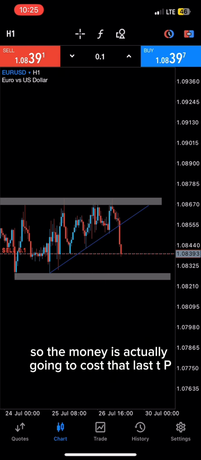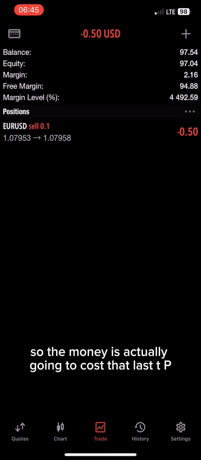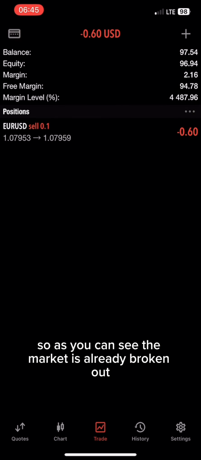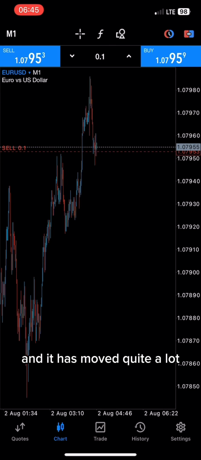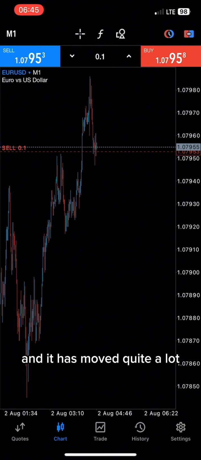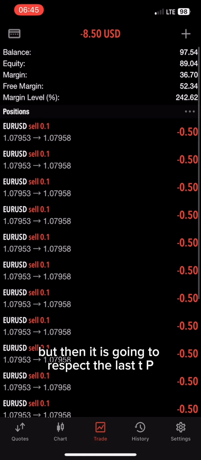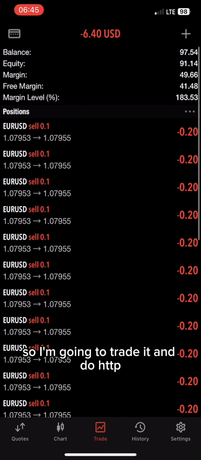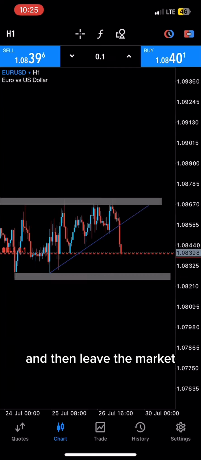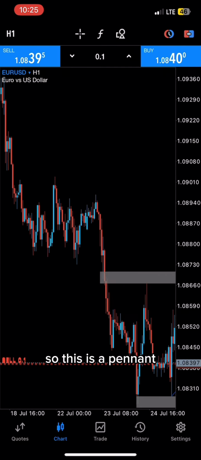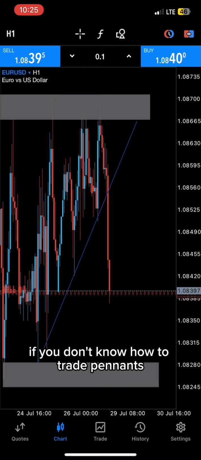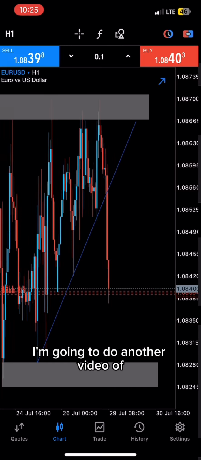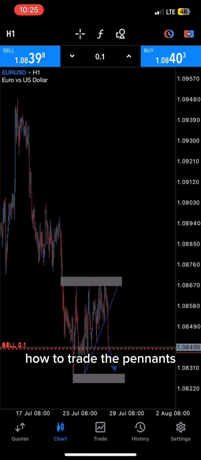The market is actually going to touch that last TP. As you can see, the market has already broken out and moved quite a lot, but it is going to respect the last TP. So I'm going to trade it until it reaches that TP and then leave the market. So this is a pennant. If you don't know how to trade pennants, I'm going to do another video on how to trade pennants.